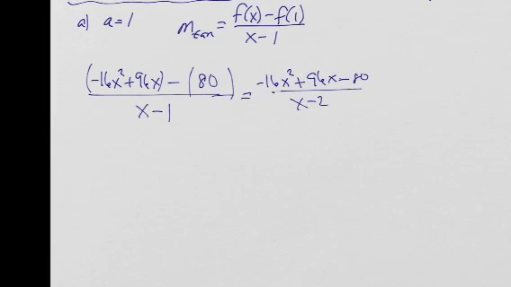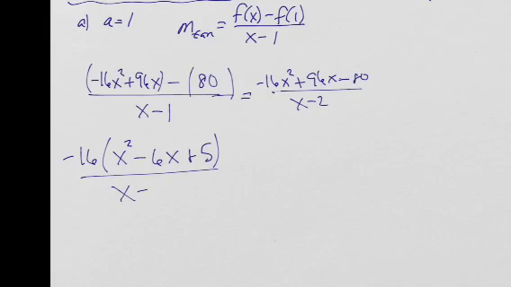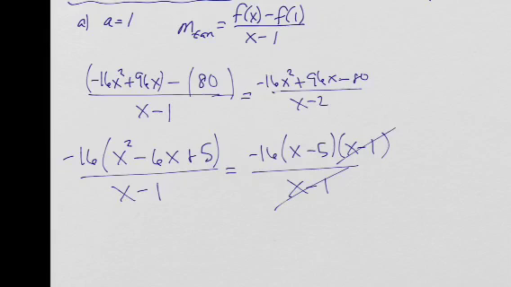So it's going to require a little bit of factoring, and a little heavier factoring than I'm going to give you on your problems today. But I could factor a negative 16 out of that numerator, giving me x squared minus 6x plus 5. And then I could factor that trinomial, giving me, not x plus 5, my fault, x minus 5, x minus 1. And then we can see we get some canceling.